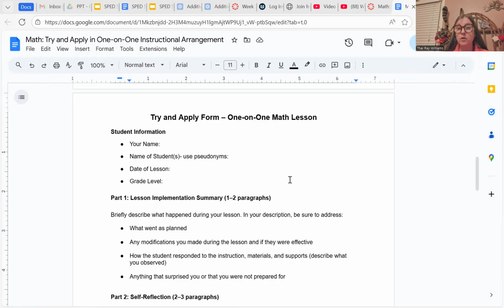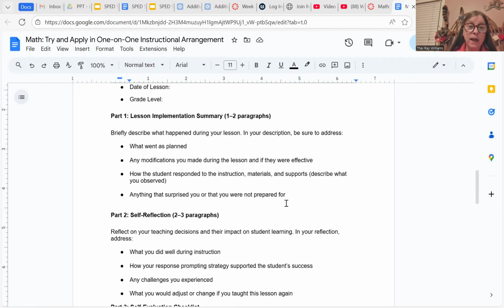This one says one-on-one math lesson, but it could be your science lesson. Again, you're going to use the same type of form. So let's start and see. First, you're going to give student information. Tell me your name, tell me the students' names, use pseudonyms, not their real names, the date of the lesson, and the grade level.